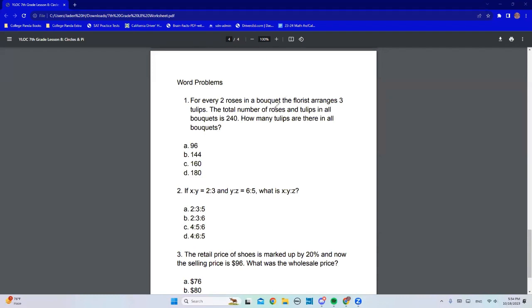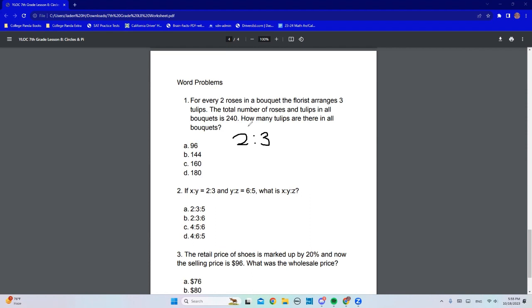All right, let's move on to the last set of problems here. The question reads, for every 2 roses in a bouquet, the florist arranges 3 tulips. Total number of roses and tulips in all bouquets is 240. So how many tulips are there in all bouquets? We just need to know there's a 2 to 3 ratio here. For every 2 roses, there's 3 tulips, and in total, these should add up to 240. So we just need to find something that adds up to 240 but is proportional to the 2 to 3 ratio.